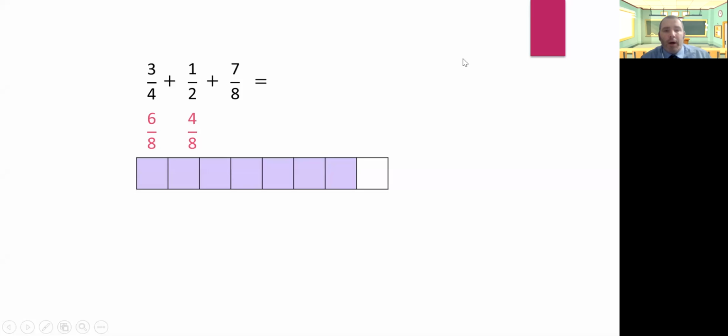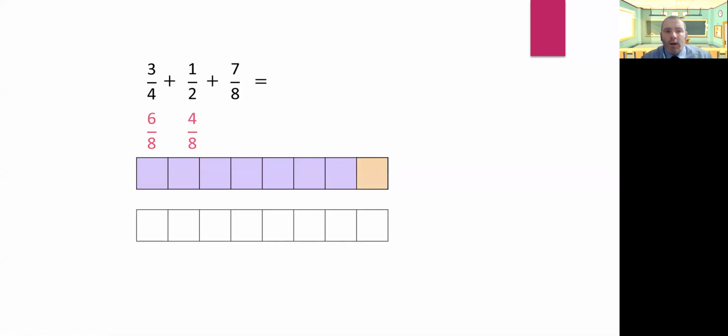So I've done the first part. Then I need to start adding on the next one. So 1, now remembering I filled the bar, so I need to start a new one. And I'm going to add the other 5. So that's my 6/8. I've still got 4/8 to add on.